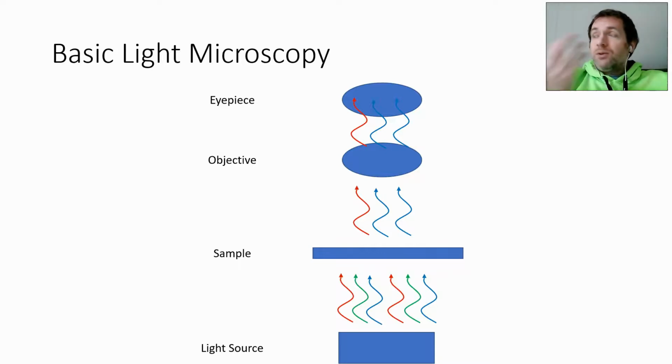All we really need to understand is it's based on light, which is a wavelength that is composed of many different colors. Some will be absorbed in the sample, and some will be transmitted through. And it's this absorption that actually allows us to see the sample.